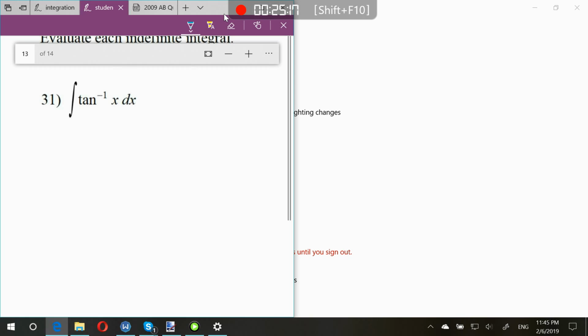Okay, here's one for number 31. I've got the arctangent of x times dx. Which part do you think is u, and which part do you think is v prime? U is arctangent, and the v prime is dx. Perfect. U is the arctangent, and v prime is dx. Remember, our inverse trig functions are always the top priority for what we want to derive, because we can't integrate them directly.